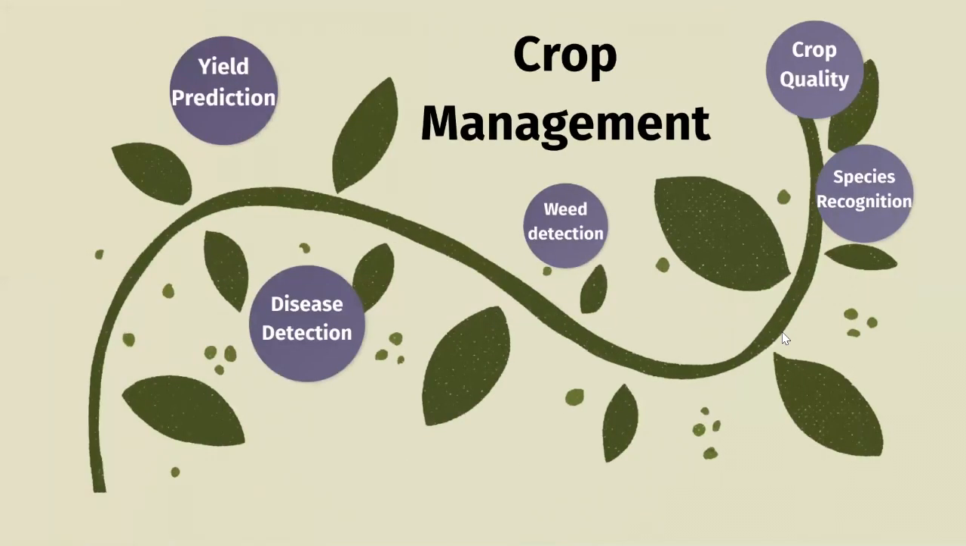In conclusion, crop management involves yield prediction, disease detection, crop quality, and species recognition. That's all for crop management. Thank you.